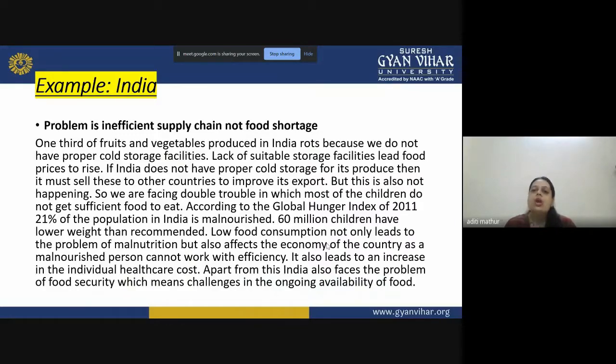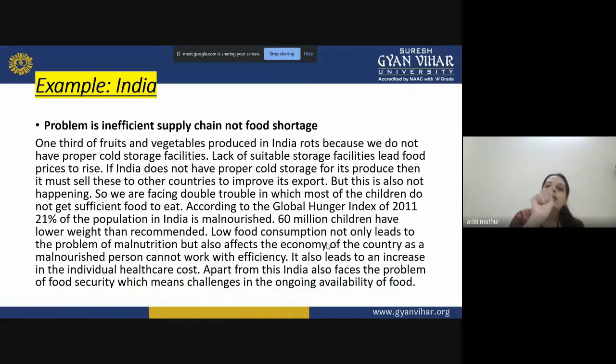Low food consumption not only leads to the problem of malnutrition but also affects the economy of the country, as a malnourished person cannot work with efficiency. So you see, are you able to connect the points? Just because we don't have a proper place to save the food, it is not getting to the humans, the labor people who are working in our country. They are getting malnourished. Because of that, they don't have the efficiency and energy to work, and they are getting ill. And because of that, again, we are not able to produce the amount of goods which we should have produced, so that we can overcome the hunger, so that we can overcome the other problems associated with it.